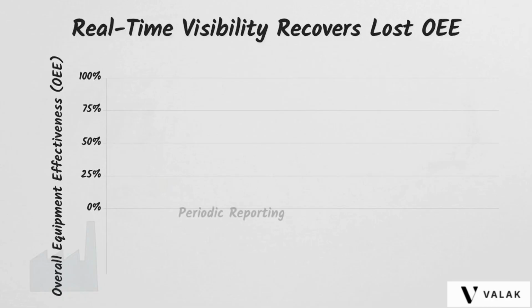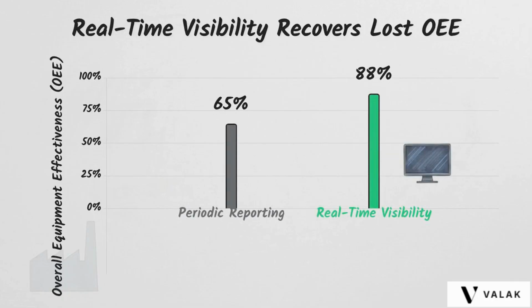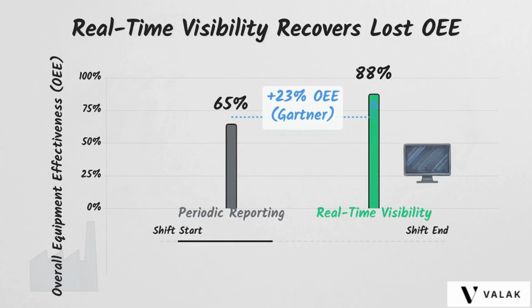This graphic shows the concrete financial outcome. Gartner research indicates that real-time KPI visibility yields 23% higher OEE. The logic behind this metric is straightforward. Operational losses identified while the shift is still running can be stopped before they compound.